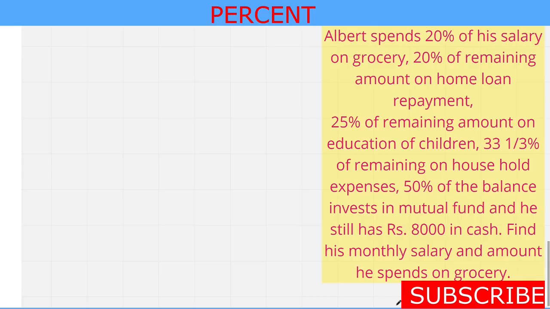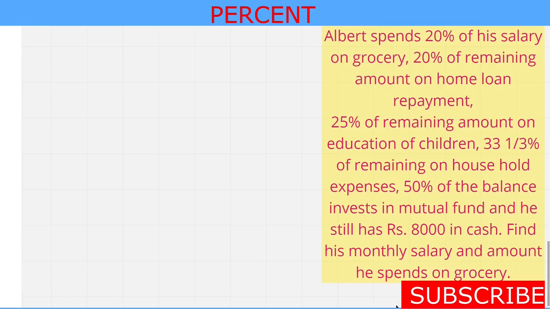Here, remaining is important for calculating. After each expense, whatever is the remaining amount, we have to calculate the percent on that remaining amount. So it is just like successive discount. As we solve the questions of successive discount, similarly we have to solve questions of such type in which we have to calculate the percentage on the remaining amount. Remaining is important here. So let us solve this question.